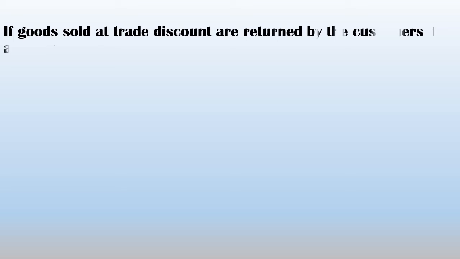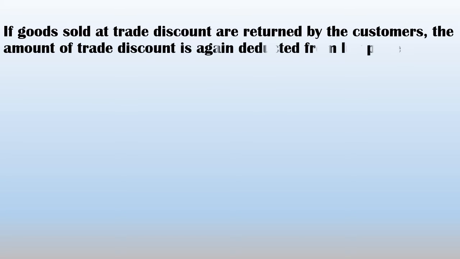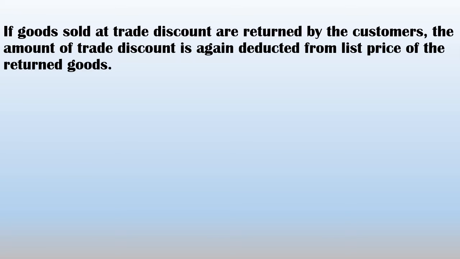If goods sold at trade discount are returned by the customers, the amount of trade discount is again deducted from the list price of the returned goods. Since the manufacturer or the wholesaler has sold goods to the retailer on the trade discount, on the return of the goods, the amount of trade discount is again deducted from the list price of the returned goods.